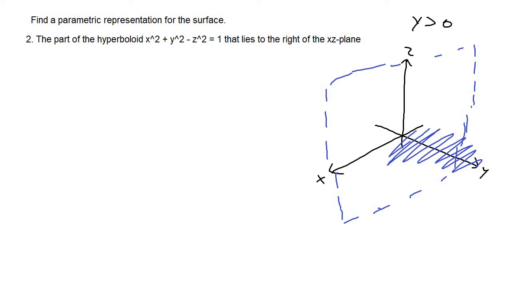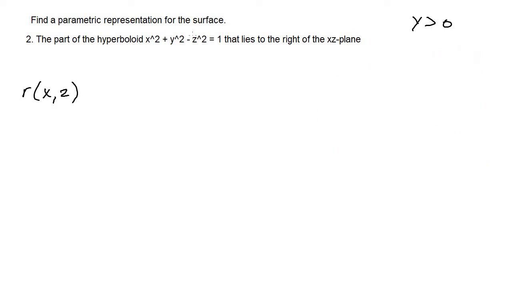Now since x and z can be any real value, I'm going to set my vector function and have the two parameters as x and z. What we're really trying to do here is make sure that all the parametric equations are in terms of only x and z. Now the surface we're talking about is the surface of this specific hyperboloid. Since x and z are already in the equation, we can just say that x equals x and z equals z.